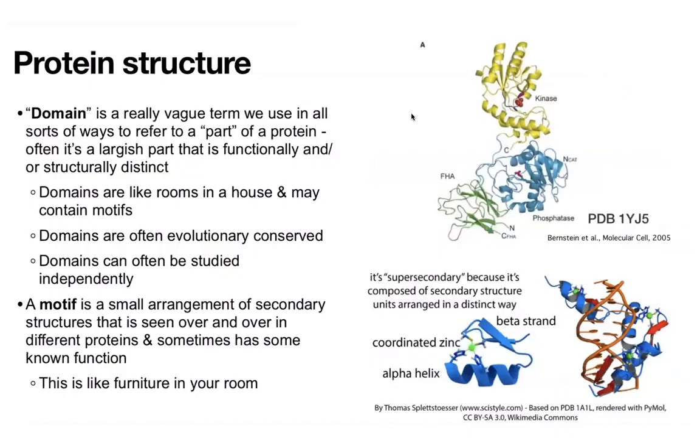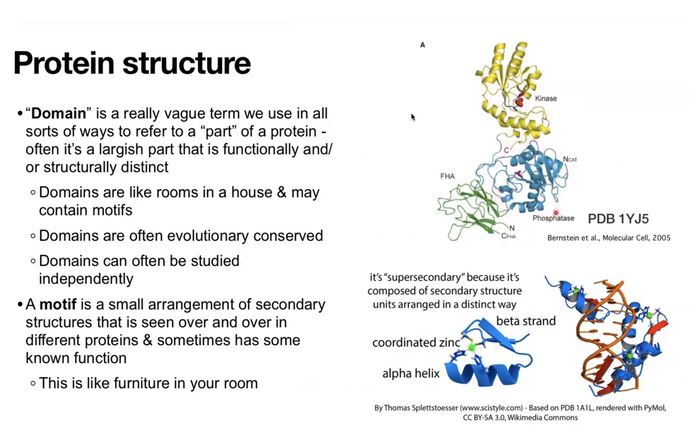Okay, so when we talk about protein structure, we often have ways that we want to refer to various places in the protein. And so if we want to talk about a part of a protein, we often use this word domain. It's a really vague term and we use it in all sorts of different ways. But often it's going to be some sort of largish part that's functionally and/or structurally distinct. And so if we look at this example that we looked at before, this protein had a kinase domain, which adds phosphate groups. It had a phosphatase domain, which removes phosphate groups. And then it has this FHA domain, which allows it to bind to the sites of DNA damage. And so these would be different domains.